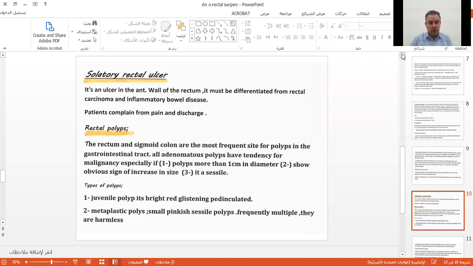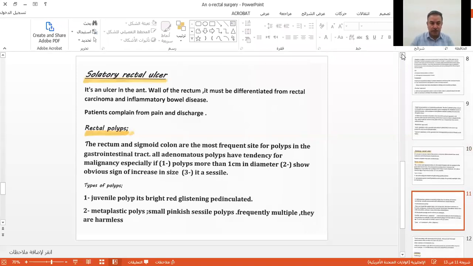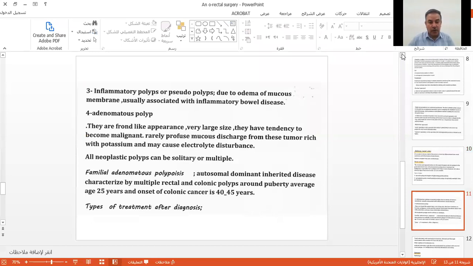Types of polyps: juvenile polyp, bright red, blistering, pedunculated. This is more common in children. Metaplastic polyps are small pinkish sessile polyps, frequently multiple. They are harmless. Inflammatory polyps or pseudopolyps are due to edema of the mucous membrane, usually associated with inflammatory bowel disease. And adenomatous polyps have a frond-like appearance and very large size. They have a tendency to become malignant.